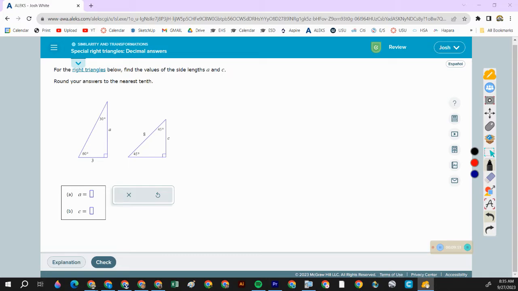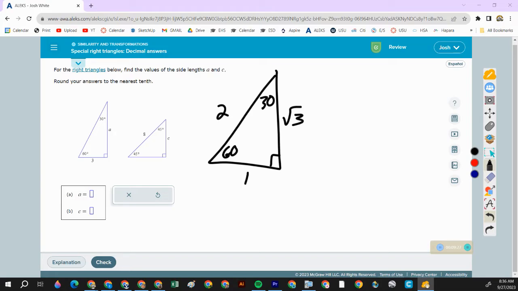And the answer is there are two special right triangles. We call them special right triangles. And one of them looks like this. It has a 60 and a 30, and the side lengths are 1, 2, and the square root of 3. And then the other one is a 45, 45, 90, and its side lengths are 1, 1, and the square root of 2.